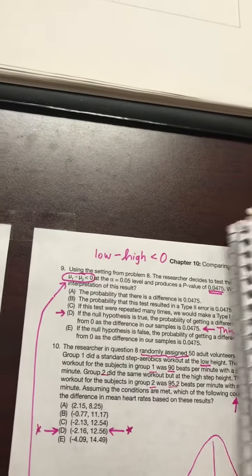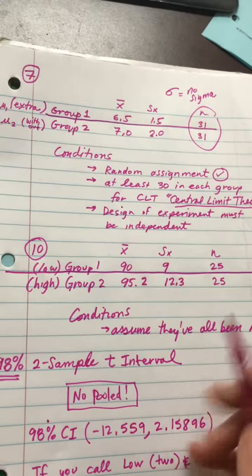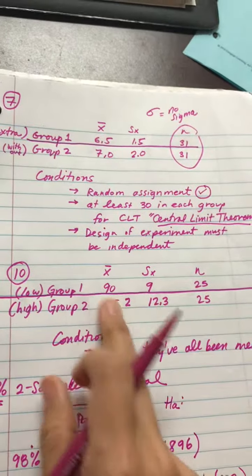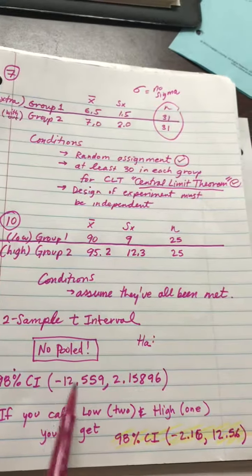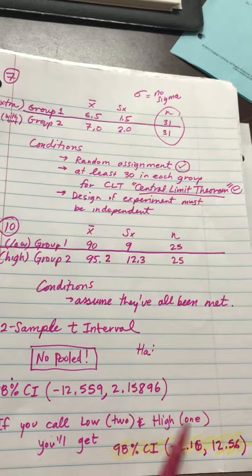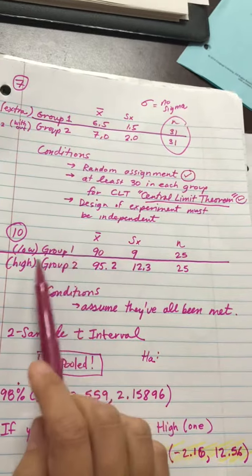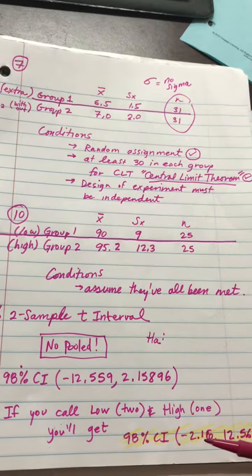And if that trips you up, again, depending on how you set your H sub A, you got to be careful. Also, depending on which one you call group 1 and group 2 in your calculator, both of these would be confidence intervals you could get depending on which workout height you assign, okay?